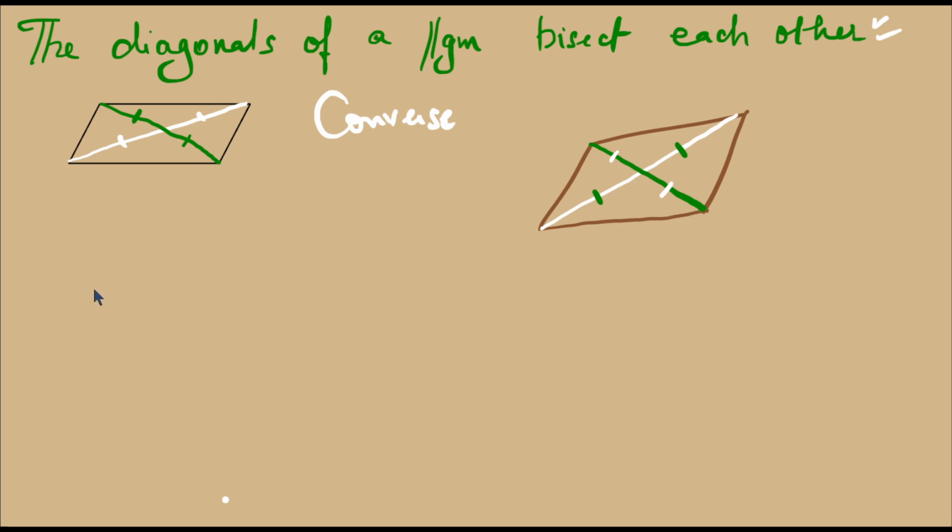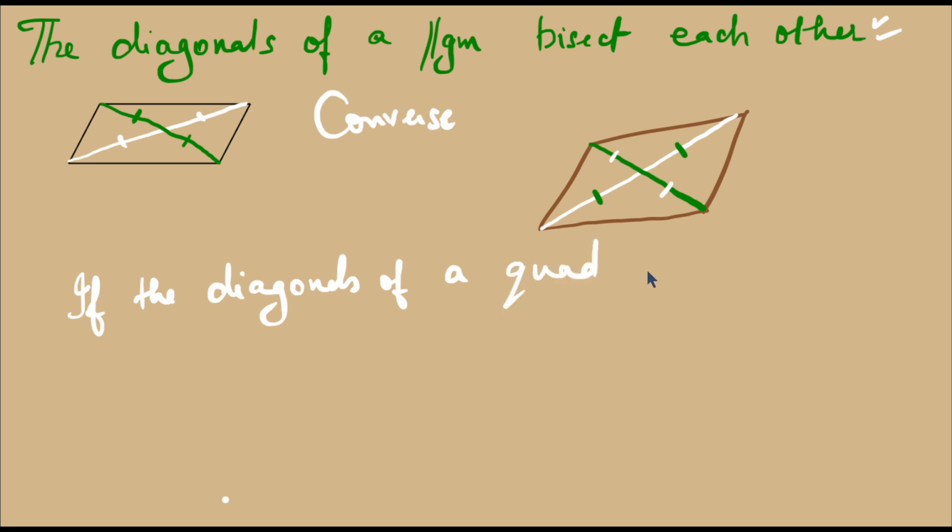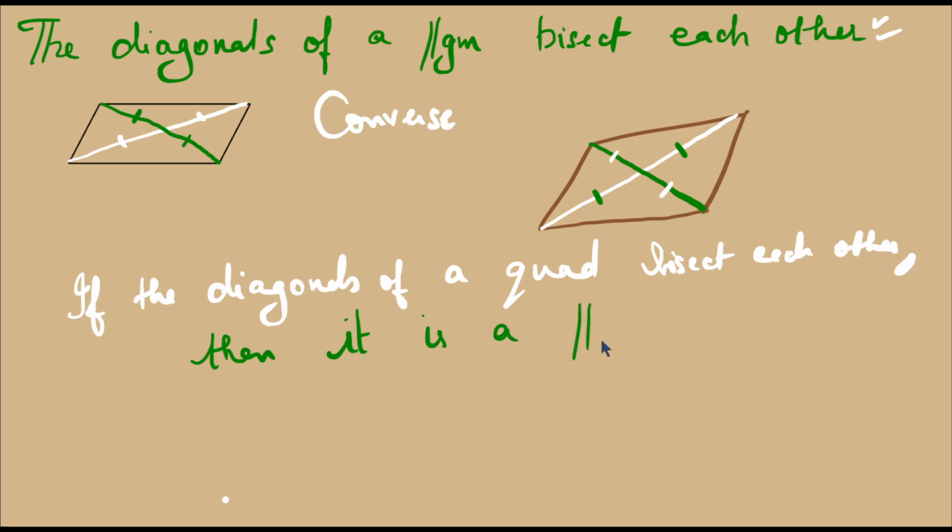So what is given? Let me state first. If the diagonals of a quadrilateral bisect each other, so this is given to us, then the quadrilateral is a parallelogram. So let us try and prove the converse in this video.